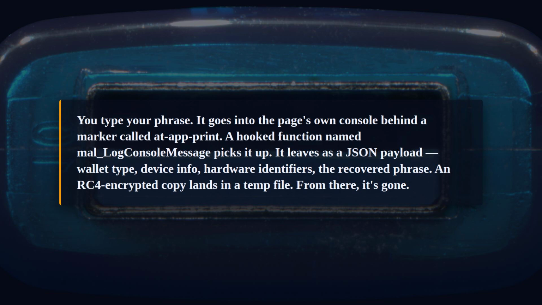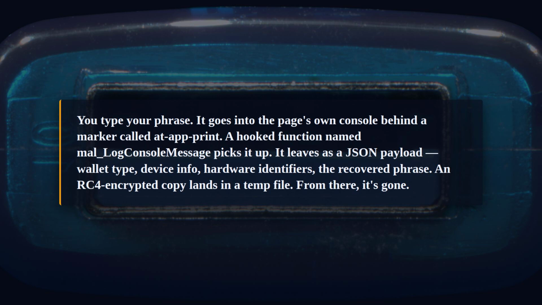You type your phrase. It goes into the page's own console, behind a marker called @appprint. A hooked function named malloggConsoleMessage picks it up. It leaves as a JSON payload, wallet type, device info, hardware identifiers, the recovered phrase. An RC4 encrypted copy lands in a temp file. From there, it's gone. So how does OkoBot even get in?